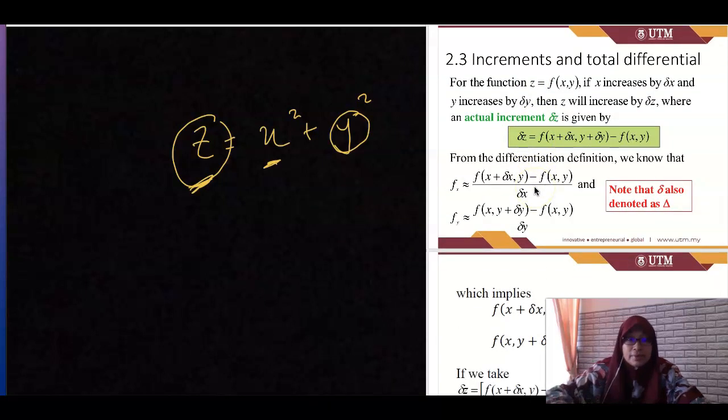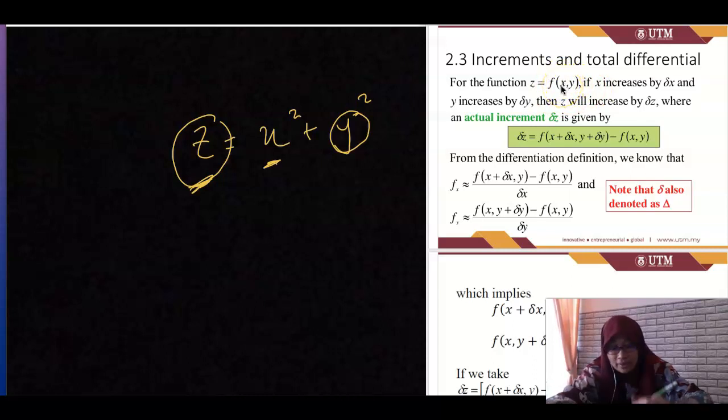The idea is, if you are given a two variable function and you change x, you increase x, for example x from 1 to 1.01. So x is changed from 1 to 1.01, and your change is 0.01. Normally for increment, we deal with very small numbers, very small changes.